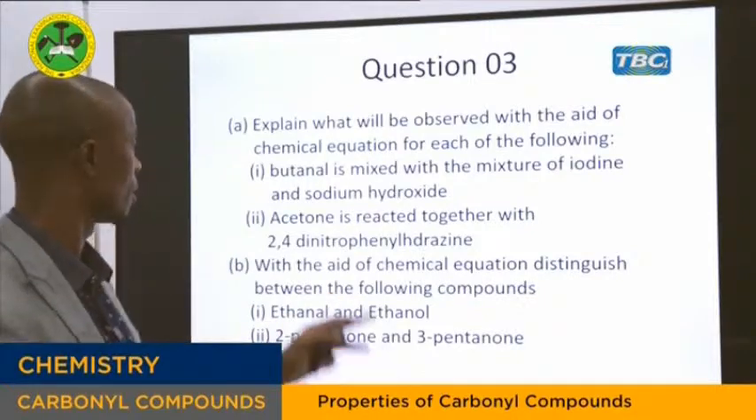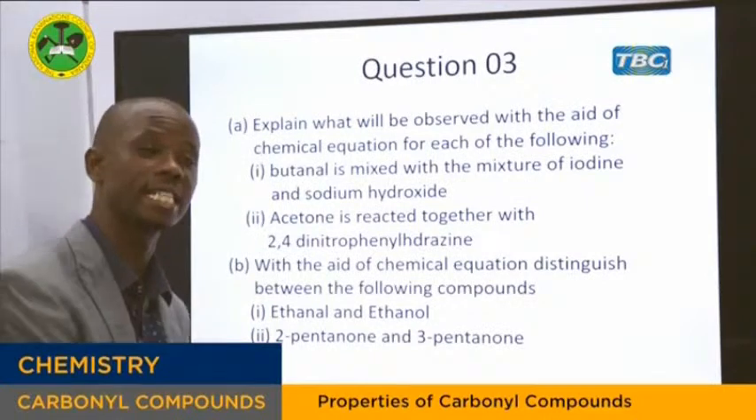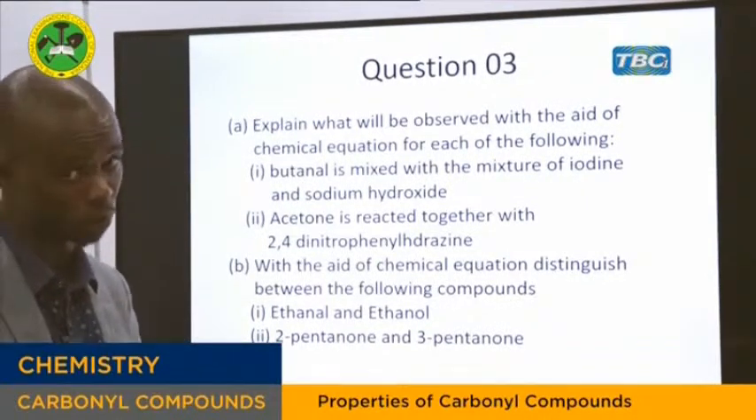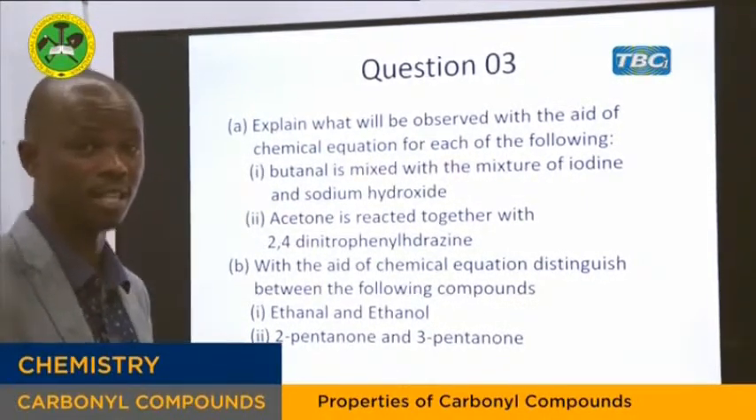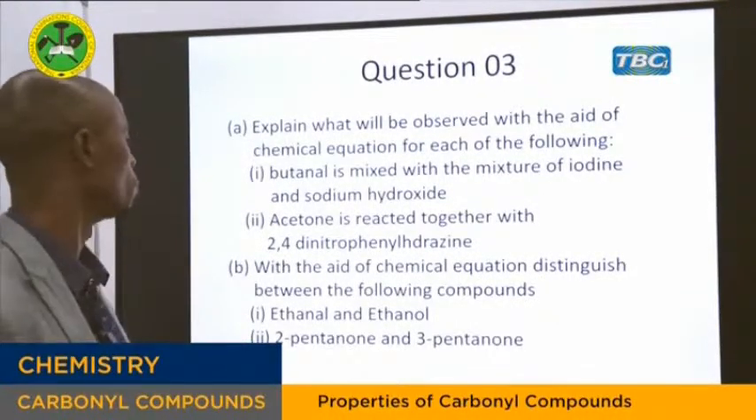So you just write the structure of the compound and you look: is there any terminal methyl group? If it is there, it will give a positive test, as we have discussed. If it is not there, it will give a negative test. So that is a guide to you.